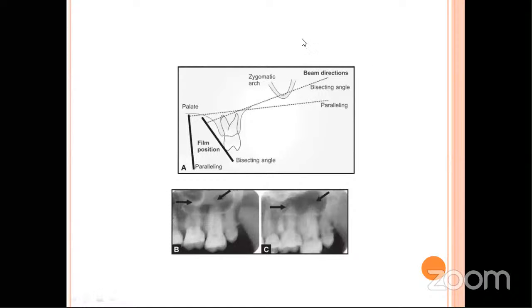Okay, so this is the explanation slide for the question. The upper dotted line is the projection while taking a bisecting angle. Paralleling is one where you keep the film and the source very parallel. If the film and source are parallel, this part of the zygomatic arch will not get superimposed in the IOPA. But in the bisecting angle technique, when the beam is directed towards the zygomatic arch, a portion of the zygomatic arch will get superimposed over the roots of the maxillary molars.